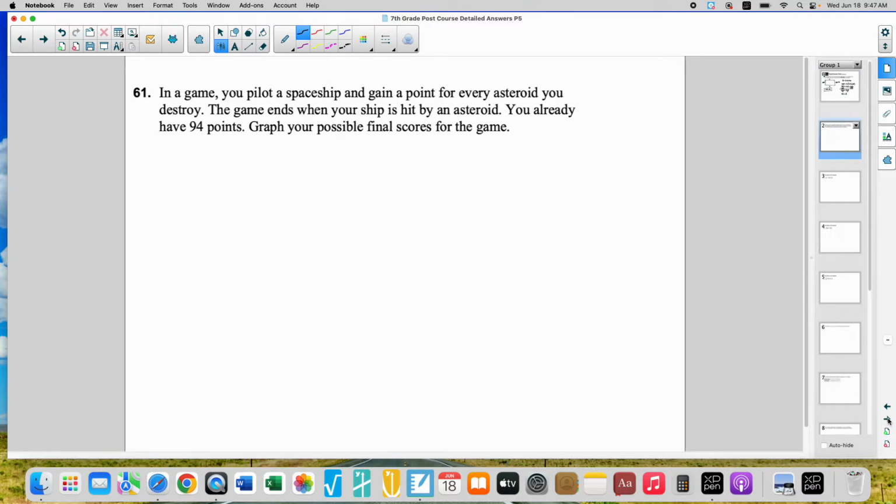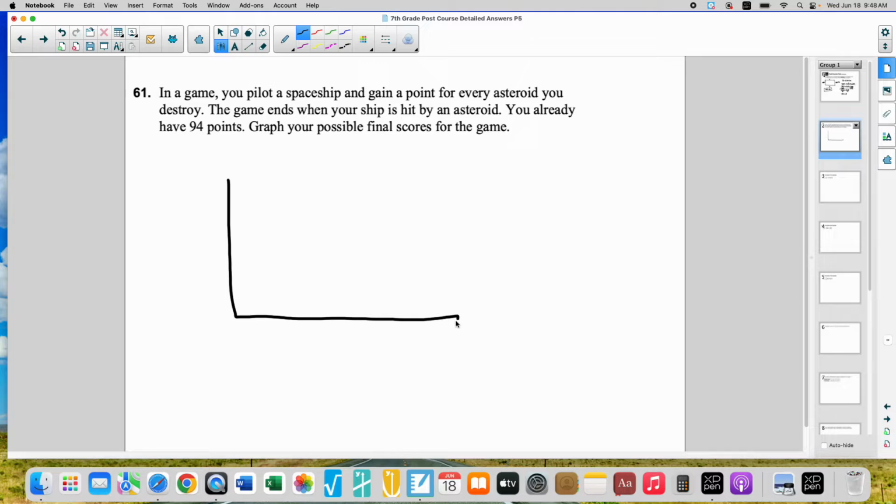In a game, you pilot a spaceship and gain a point for every asteroid you destroy. Sounds like the game Asteroids. The game ends when your ship is hit by an asteroid. You already have 94 points. Graph your possible final scores for the game. Okay, the game ends when your ship is hit by an asteroid. You already have 94 points.